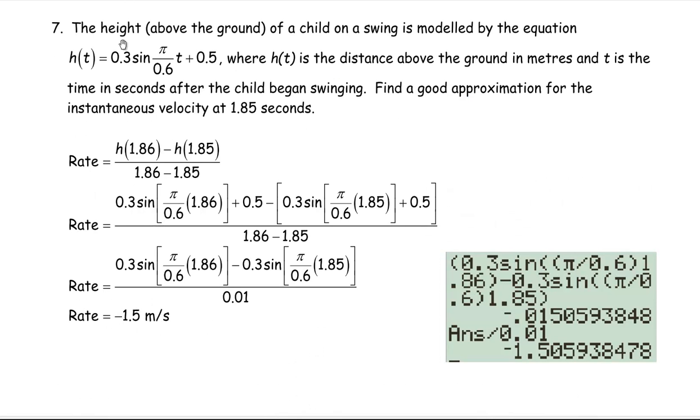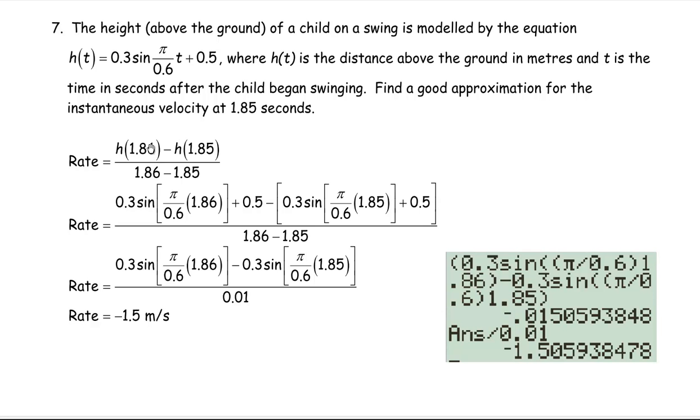For question number 7, the height above the ground of a child in a swing is modeled by this equation. H of t is equal to 0.3 sine pi over 0.6 t plus 0.5. H of t is the distance above the ground in meters, and t is the time in seconds after the child began swinging. So we're asked to find a good approximation for the instantaneous velocity at 1.85 seconds. So I would take my time of 1.85 and another time really close to it, just before or just after. I used 1.86 seconds, so just after.